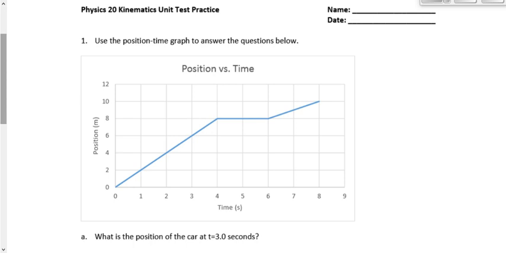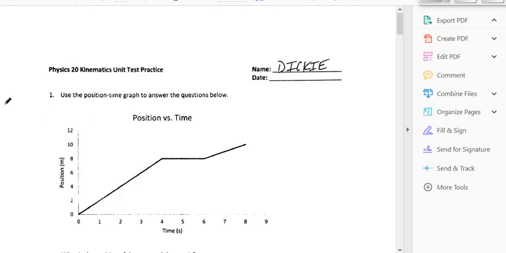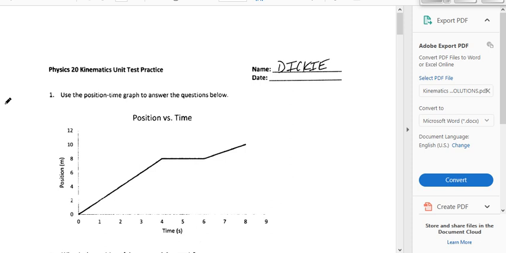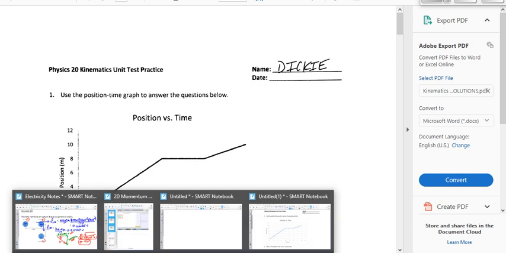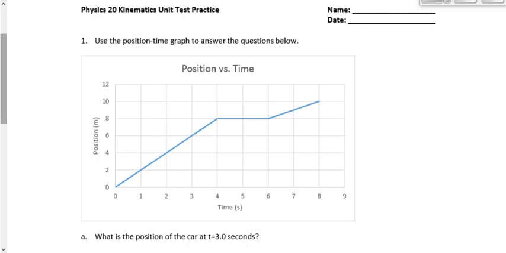What's the manipulated variable here? Time. We know that because we see time on the x-axis, position on the y-axis. We also know by the title. Time is the second variable in the title, which is always the manipulated variable.